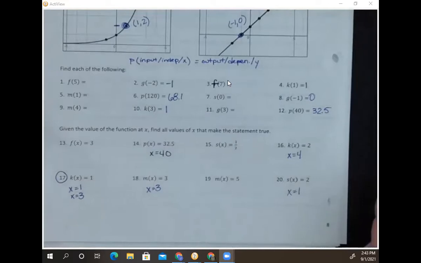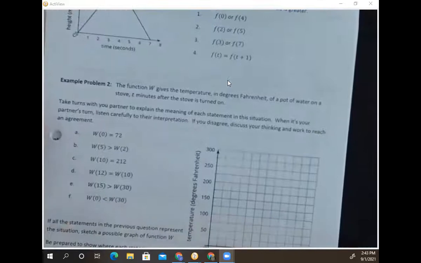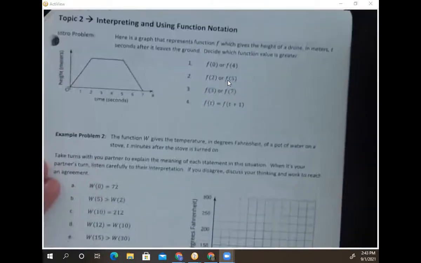Questions for me on our input output? Okay, or our function notation. Okay. So turn to page 9 for me, if you would, please. That's the next page in your packet.